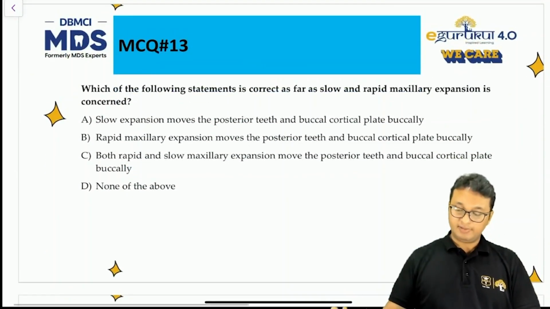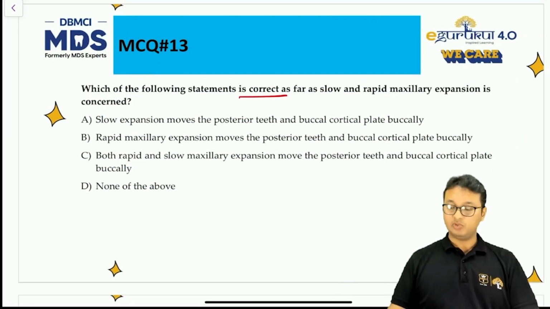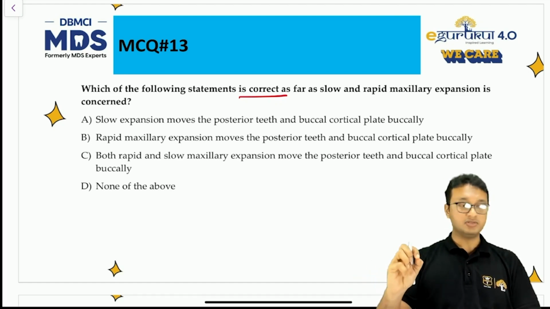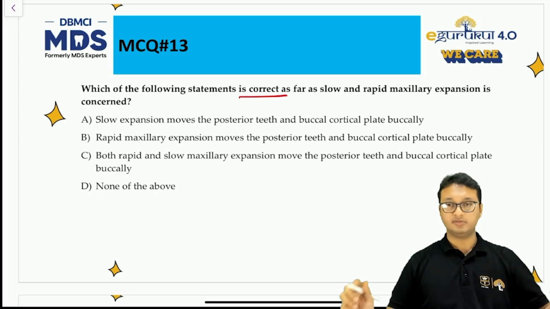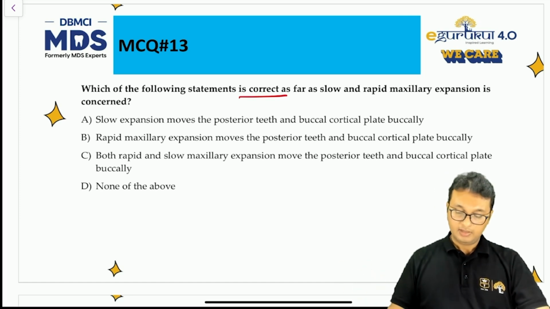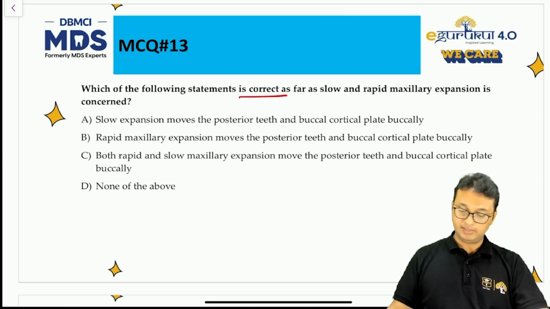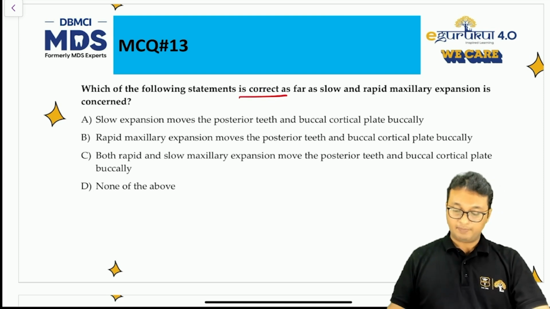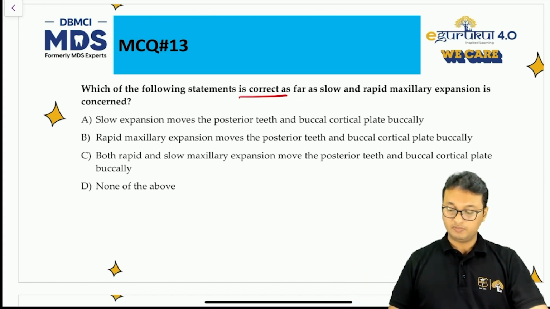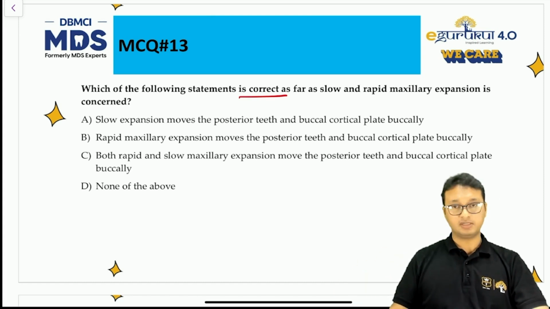Which of the following statements is correct as far as slow and rapid maxillary expansion is concerned? Now in this question they are asking about, in general, both slow and rapid maxillary expansion. Slow expansion moves the posterior teeth and buccal cortical plate buccally. Rapid maxillary expansion moves the posterior teeth and buccal cortical plate buccally. Both rapid and slow maxillary expansion move the posterior teeth and buccal cortical plate buccally.